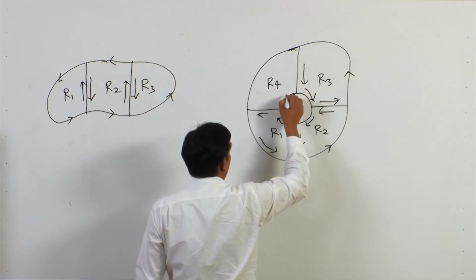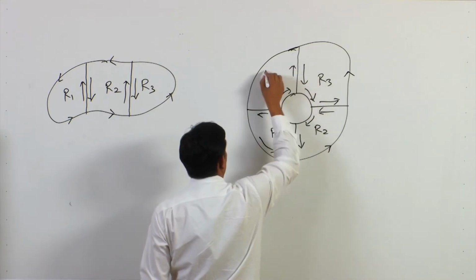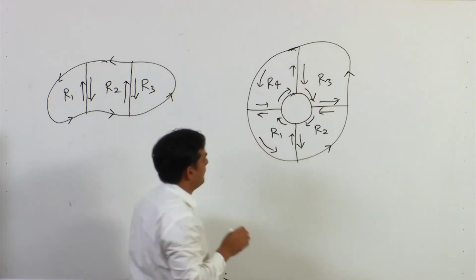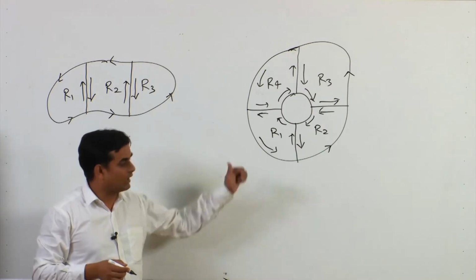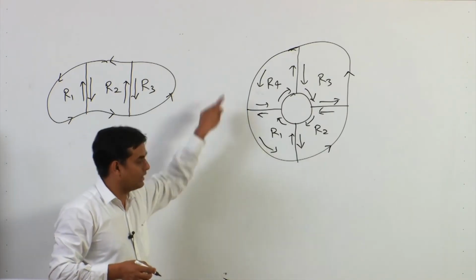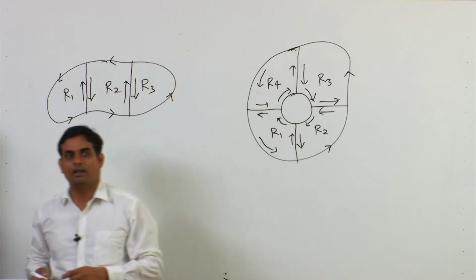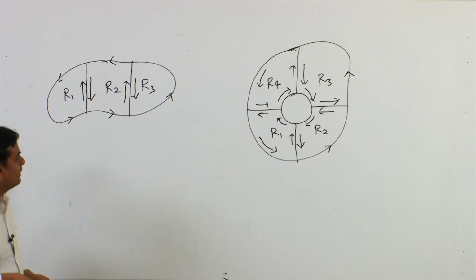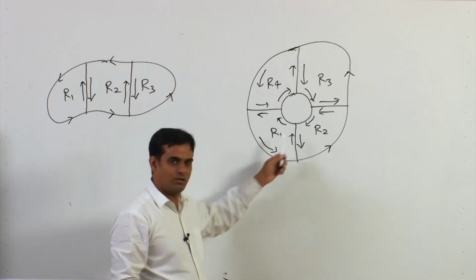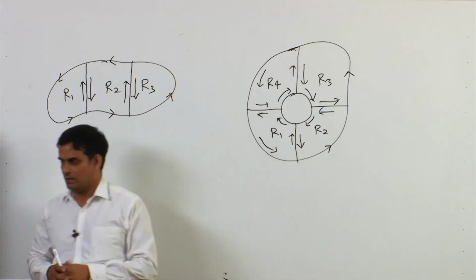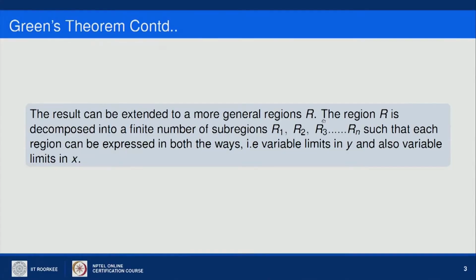and finally in this way. So, again I can prove Green's theorem for each of the different regions, and finally I can add the results to get the proof of Green's theorem for the complete region. So, hence I showed you two examples of different regions. So, the result of Green's theorem can be extended to more general regions R.